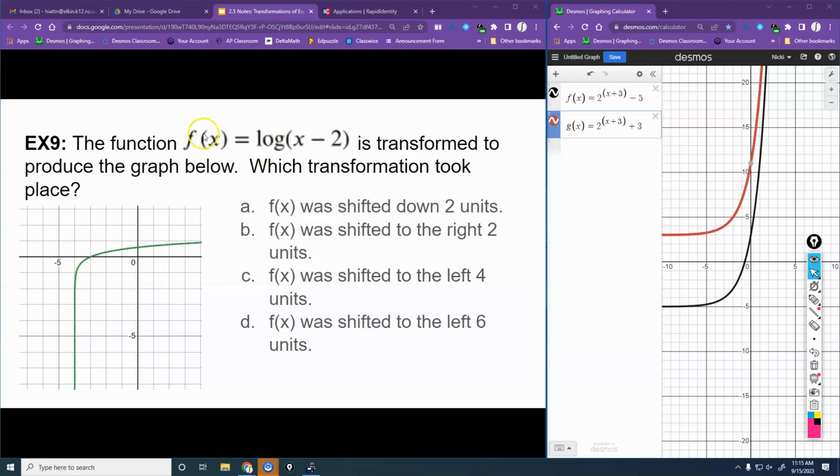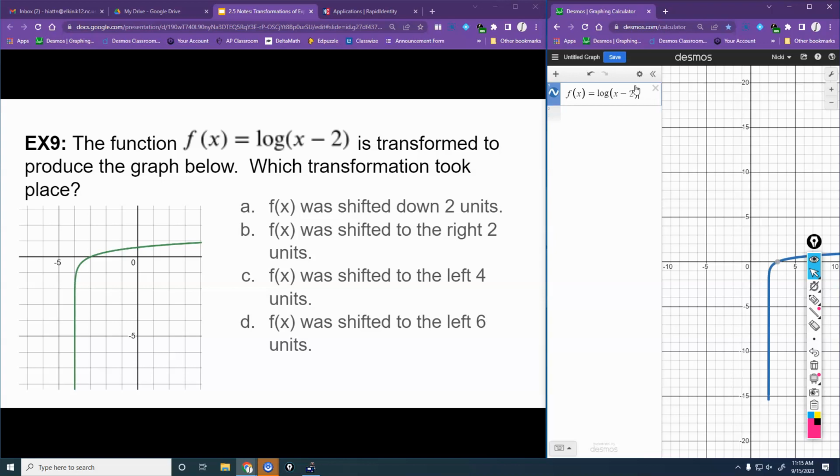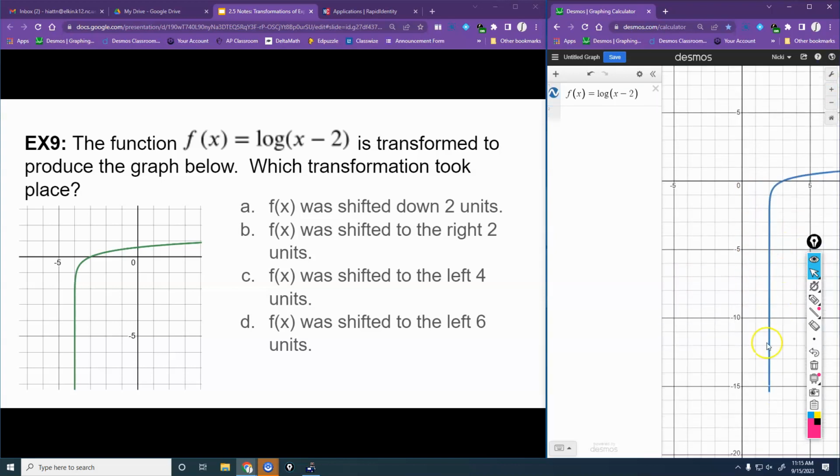So here is what we start with. I'll graph that for you, f of x equals log of x minus 2. So we start off with this graph right here. We end up with this graph. And you know what happened to f of x?